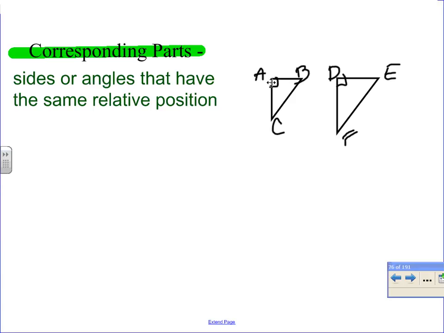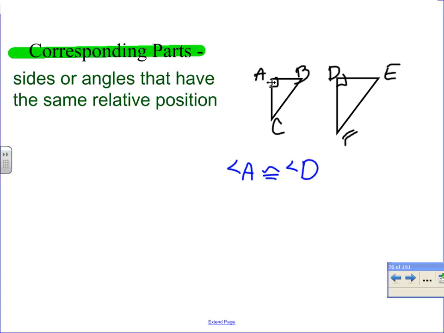Typically for corresponding parts, so if we were to say angle A corresponds with angle D, you will either see the similar symbol or the congruent symbol. Sometimes you'll see congruent, especially if they're angles, because you know they're going to be the same. So it depends on what it is. So either the similar, the squiggle, or the congruent. It depends on what the figures are.